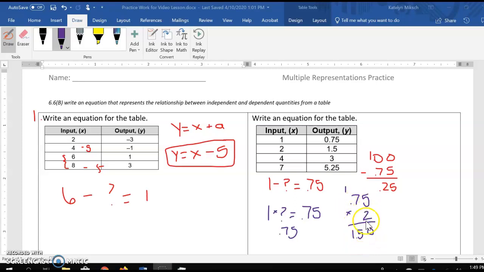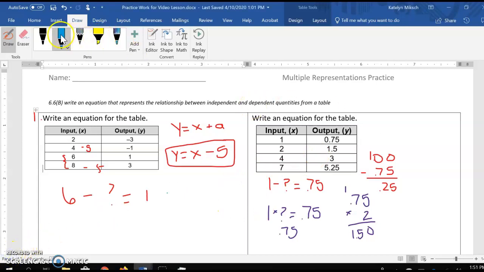Remember, when you multiply with a decimal, there's 2 digits behind the decimal point here, so you've got to have the same in your answer. So it's looking like we are multiplying by 0.75 each time. And if you go through and you keep checking with that, 4 times 0.75 will give you 3. 7 times 0.75 does give you 5.25.